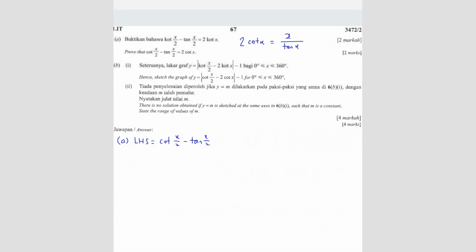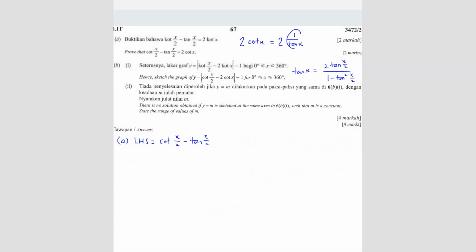So what do you notice from here? Here is x over 2 and here is x. So that means we want to use the half angle formula. I'm going to write 2 and then 1 over tangent x. The half angle formula is: tangent x equals 2 tangent x over 2 over 1 minus tangent square x over 2.